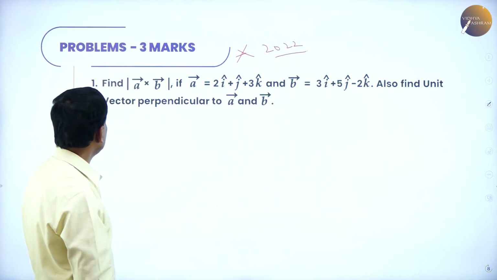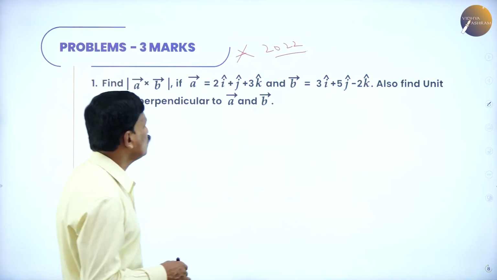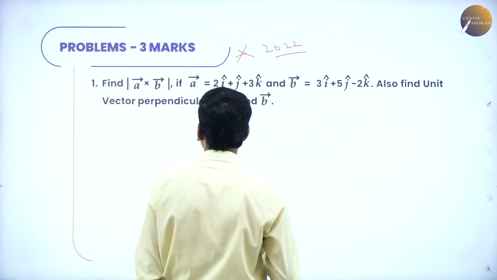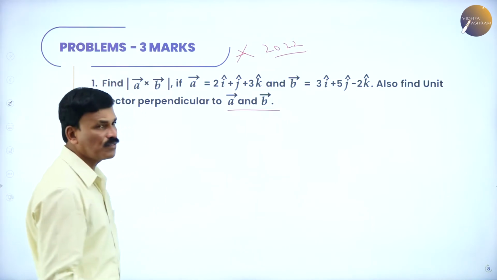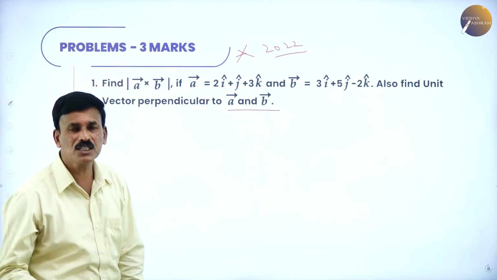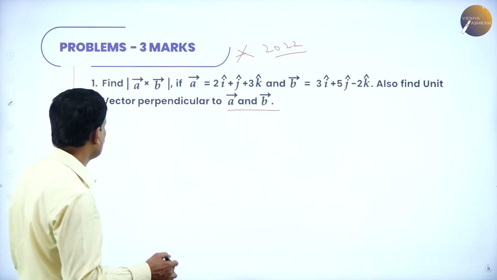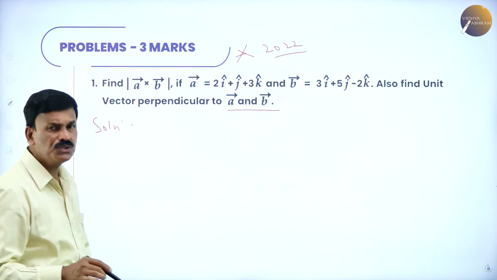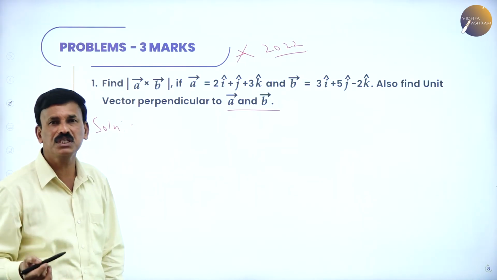Now here, find A cross B if A is equal to 2i plus j plus 3k and B is equal to 3i plus 5j minus 2k. Also find the unit vector perpendicular to A and B. So here we just have to find the length of A cross B and the unit vector perpendicular to both A and B. This is a very important type of problem. Now let us come to the solution. Usually you may expect this type of question in the examination for 3 marks.